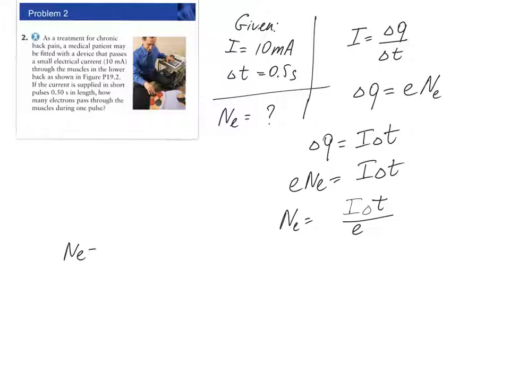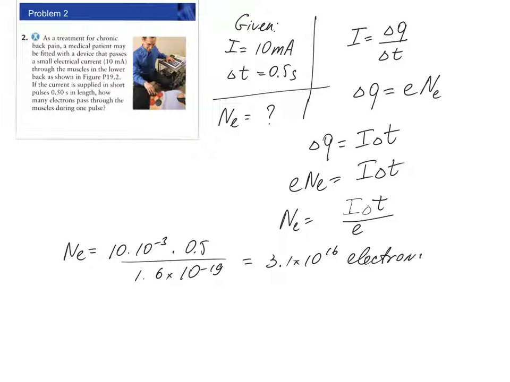Let's plug in numbers. N then is equal to 10 times 10 to the negative 3 amperes times 0.5 seconds divided by 1.6 times 10 to the negative 19 coulombs. So we can plug it in the calculator and get this number, 3.1 times 10 to the positive 16 electrons. Okay, this is our answer. The number of electrons passing through in the pulse is 3.1 times 10 to the power of 16.